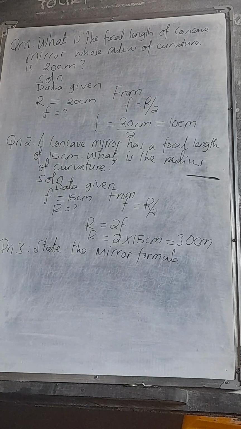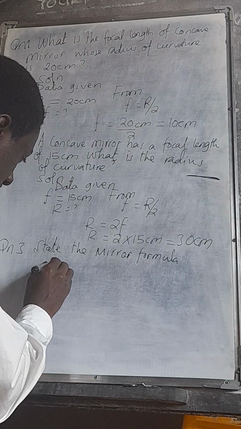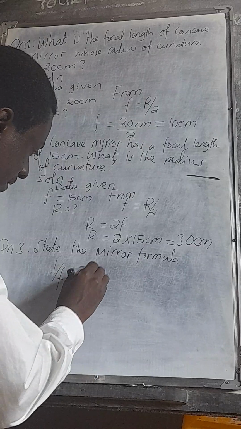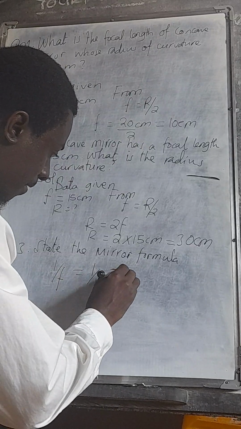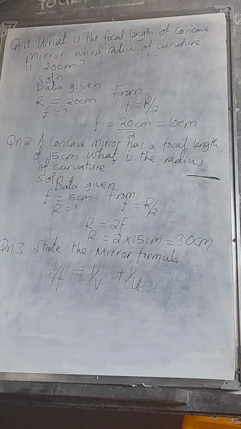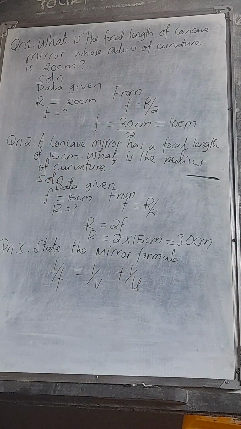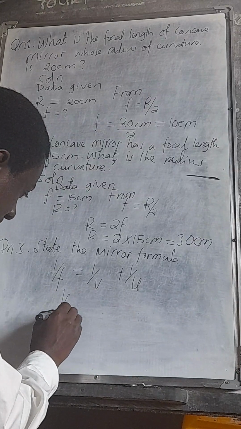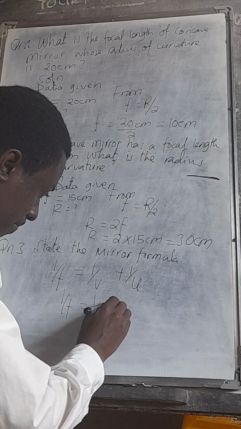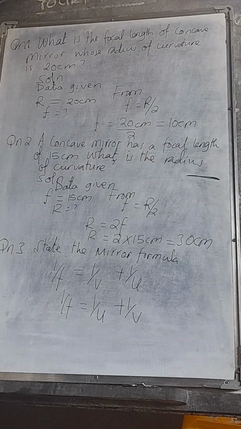The mirror formula, you remember, is 1 over f is equal to 1 over v plus 1 over u. That is the mirror formula. But if you want to consider the letters, you should do something like this: 1 over f is equal to 1 over u plus 1 over v, because u starts before v, so there is no doubt of that.